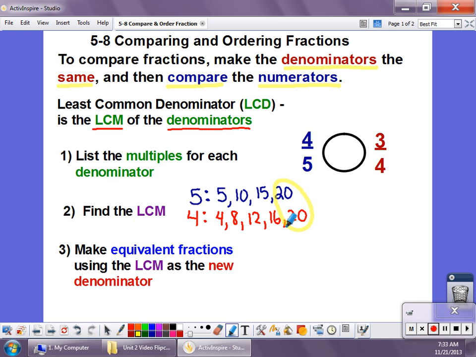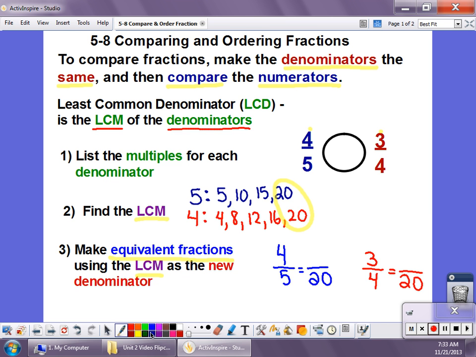Well, once you have your least common multiple, you want to use that least common multiple to make equivalent fractions. We want to turn both of these two fractions into fractions with a denominator of 20. So I'll start off with my 4/5. I'm going to do it down here so I have space. 4/5, and I want to make this a fraction with a denominator of 20. Then I'm going to do the same thing for my 3/4, and I'm going to turn that into a fraction with a denominator of 20.